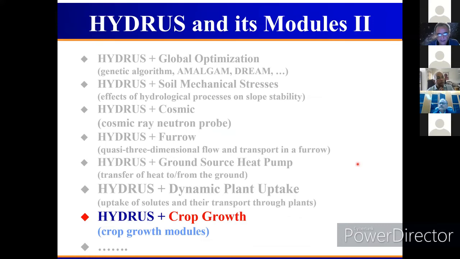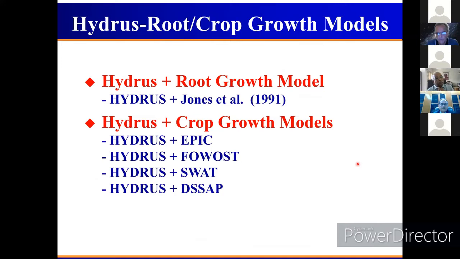There's obviously a lot of interest in crop growth. A lot of people coupled HYDROS with various crop growth models. This was often done not by us actually, but by different people around the world, where they coupled HYDROS with the crop growth models from EPIC, from WOFOST, from SWAT. I was involved in this application with DSSAT.